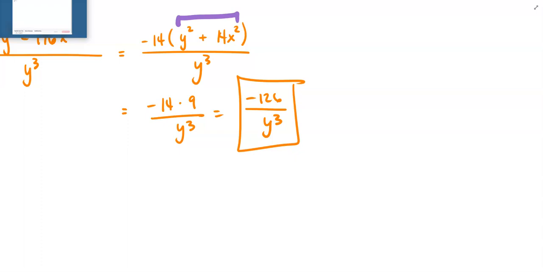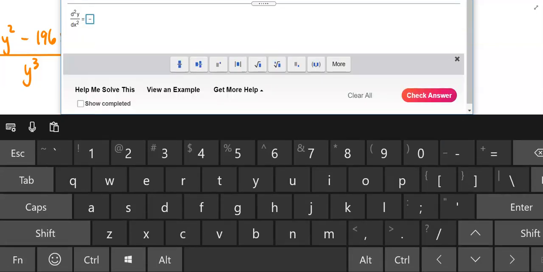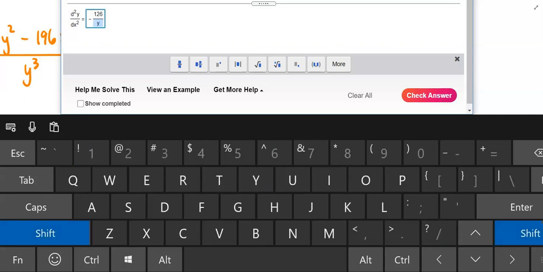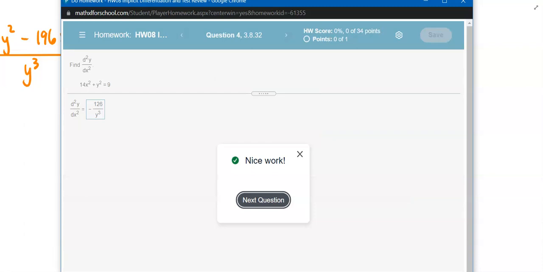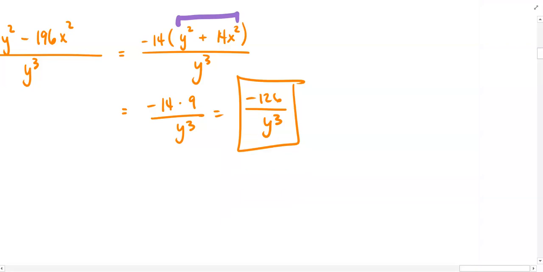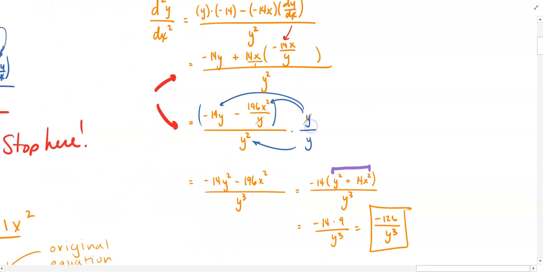So let's see what the MathXL site thinks. We now have, let's see if I can get this keypad up here, negative 126 over y to the third power. Yeah, and they ended up liking that one. So if you got an error message by submitting one of the second derivatives from back here, I'm curious what the error message was. Did it say that your answer is correct but not fully simplified, or did they say that your answer was completely incorrect? Because I am kind of curious.